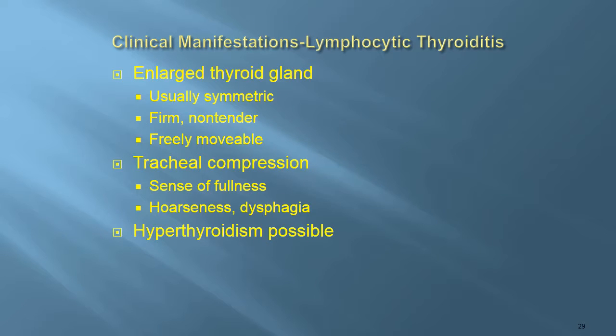Clinical manifestations of lymphocytic thyroiditis include an enlarged thyroid gland, which is usually symmetrical, firm and non-tender, and freely movable. Another manifestation is tracheal compression. There's a sense of fullness as well as hoarseness and dysphagia. Hyperthyroidism is possible.